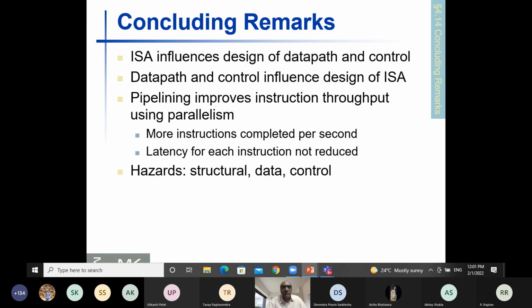This is the concluding remarks. With that, we can stop the lecture here. The next class will start the memory and related things. So we'll stop here.